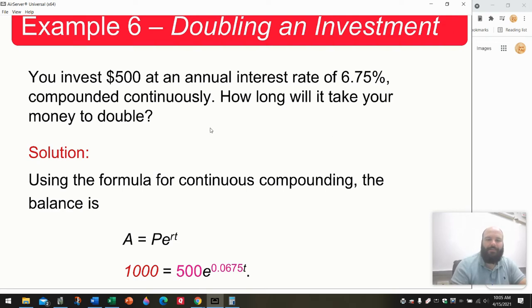The first example here says you invest $500 at an annual interest rate of 6.75%, compounded continuously. And they would like to know how long it would take for your money to double.